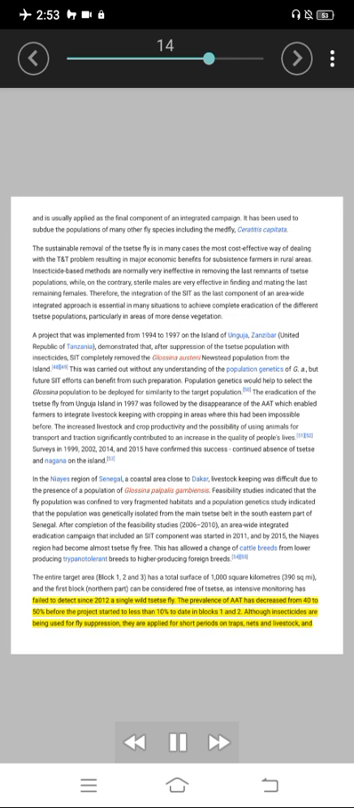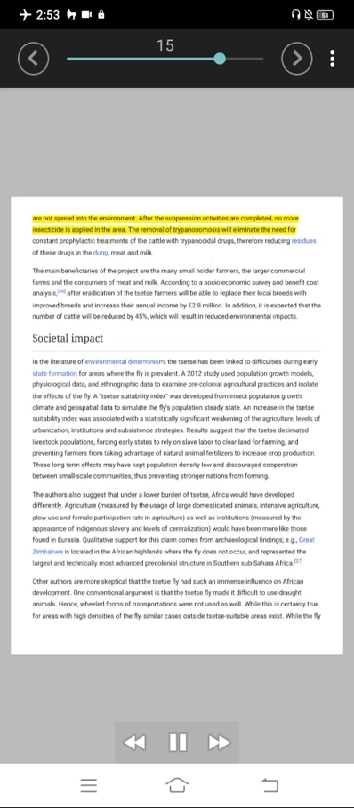Although insecticides are being used for fly suppression, they are applied for short periods on traps, nets and livestock, and are not spread into the environment. After the suppression activities are completed, no more insecticide is applied in the area. The removal of trypanosomosis will eliminate the need for constant prophylactic treatments of the cattle with trypanocidal drugs, therefore reducing residues of these drugs in the dung, meat and milk.